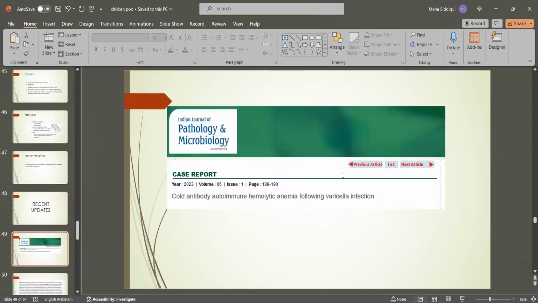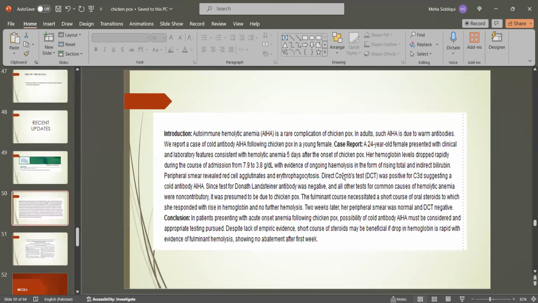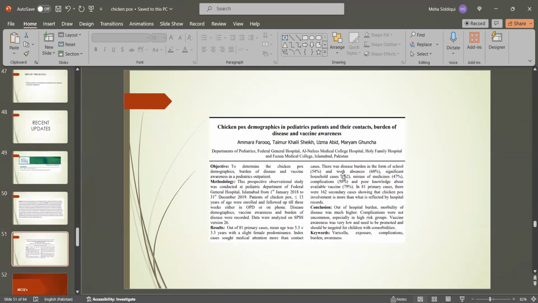Now, coming to recent updates, cold antibody autoimmune hemolytic anemia following varicella infection. Autoimmune hemolytic anemia is a rare complication of chickenpox in adults. Such autoimmune hemolytic anemia is due to warm antibodies, and this is the case report that was reported following chickenpox in young female, and it is concluded in patients presenting with acute onset anemia following chickenpox, possibility of cold antibody hemolytic anemia must be considered and appropriate testing pursued. Despite lack of empirical evidence, short course of steroid may be beneficial. Drop in hemoglobin is rapid with evidence of fulminant hemolysis showing no abatement after first week.